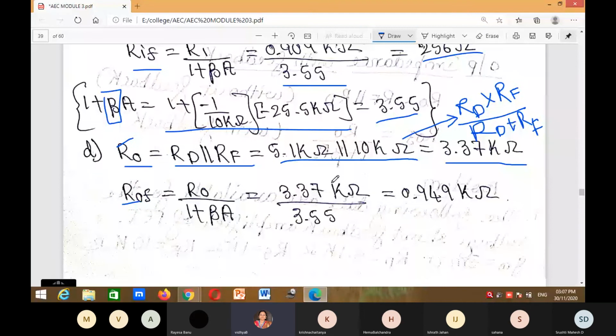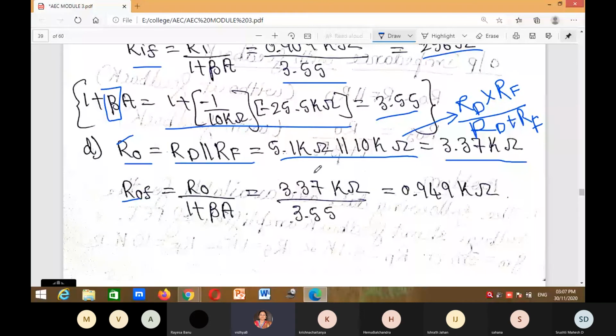R naught F is equal to R naught divided by 1 plus beta into A. We know the value of R naught, so substitute 3.37 kilo ohm, and the 1 plus beta A value is 3.55. So you will get 0.949 kilo ohm. This is the output resistance with feedback, ROF, output impedance or output resistance with feedback.